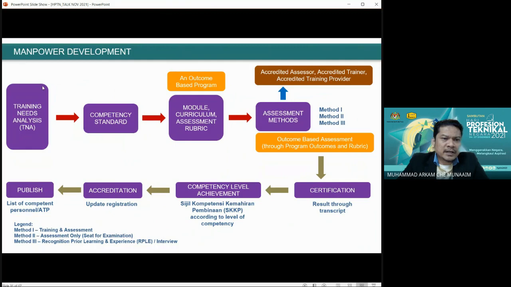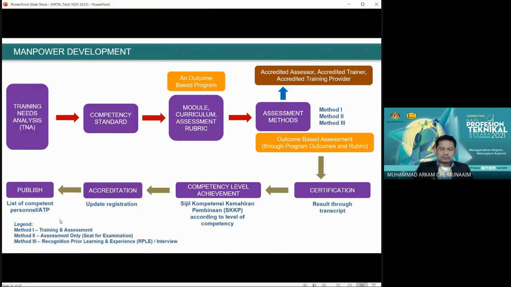Training needs analysis, TNA, then they go for competency standard and module, curriculum, assessment rubric. They go for the assessment method: method 1, method 2, or method 3. Then they can go through this outcome-based assessment through program outcome and rubric. They get certification, with results through the transcript and competency level; they achieve level 4, 5, or 6. They go for accreditation and then publish their result. These are the processes of getting the results. List of competent personnel, ATP, approved training provider.